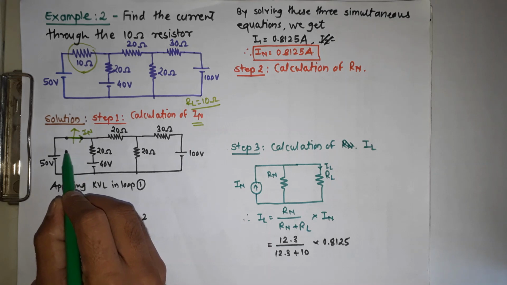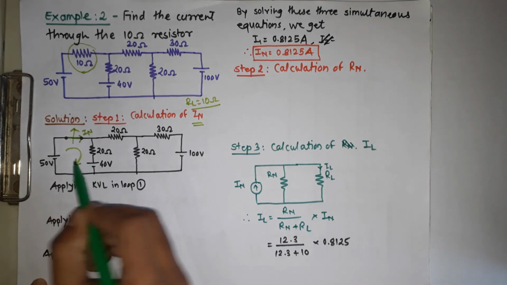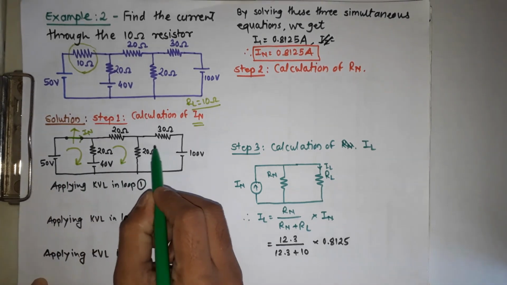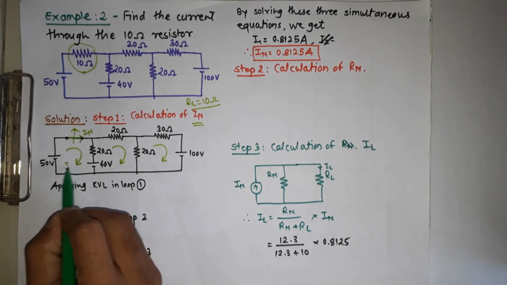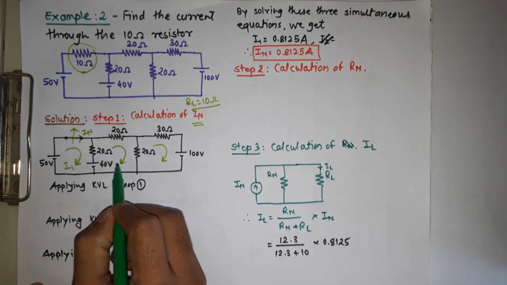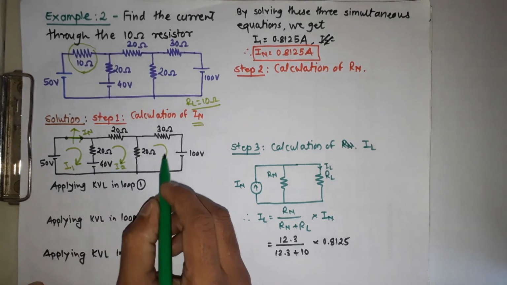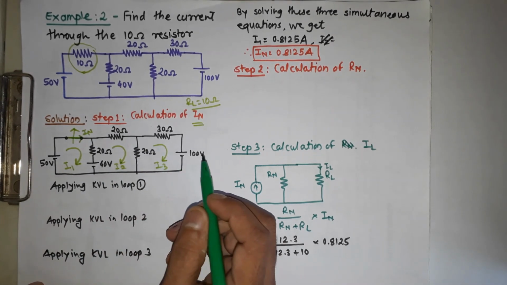For that we are firstly considering the different loops. These are the three loops we considered in a clockwise direction. Suppose the current flowing in the first loop is I1, the current flowing in the second loop is I2, and the current in the third loop is I3.